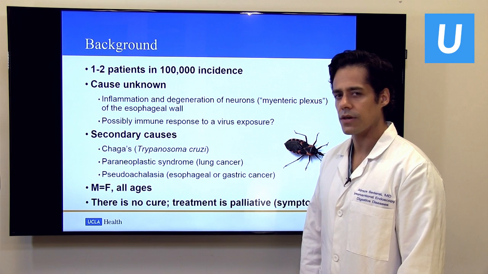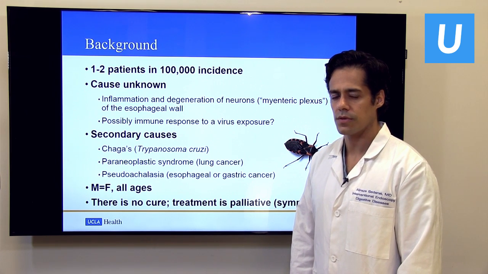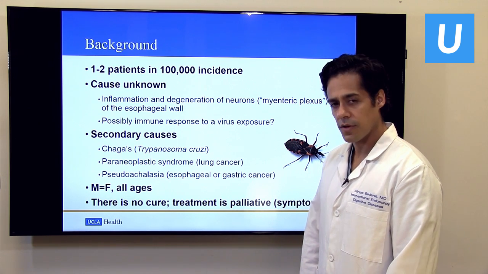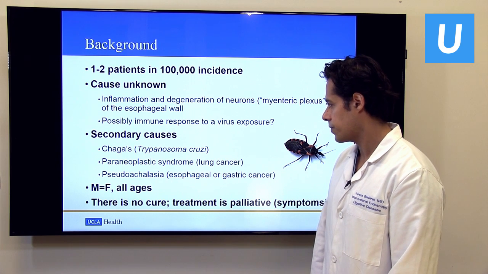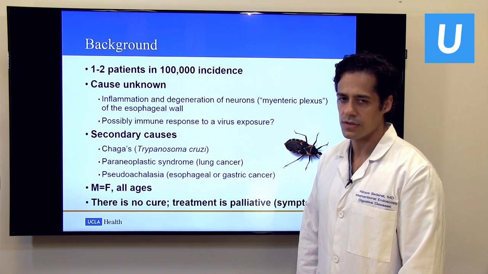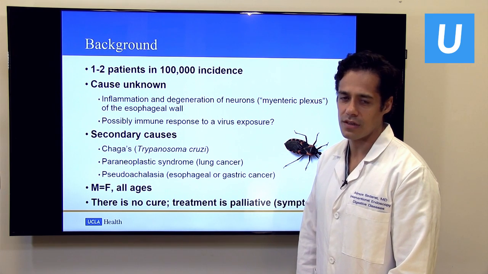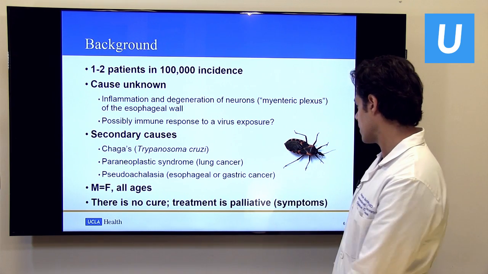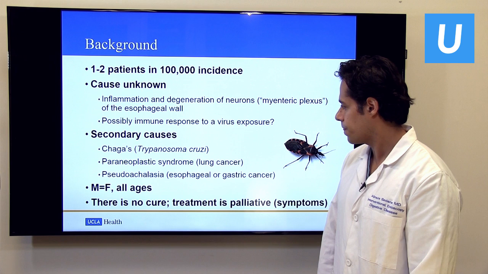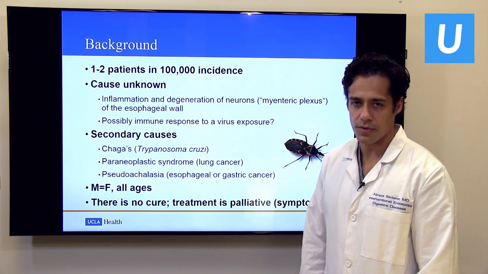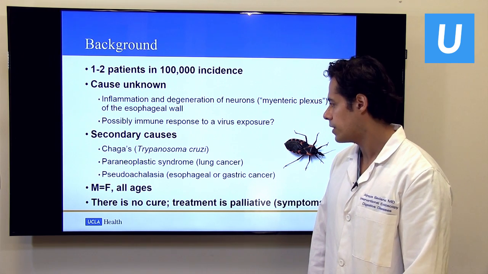There are secondary causes of achalasia that are much less common, but are important. In other parts of the world, such as South America, a secondary cause is Chagas disease, which is caused by the parasite Trypanosoma cruzi, transmitted by the kissing bug, which is depicted here. That's rare in this country, but common in the developing world.